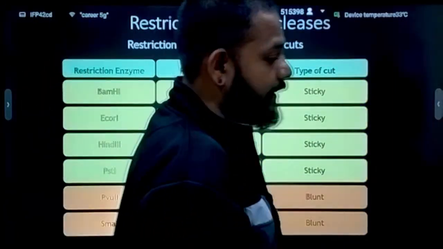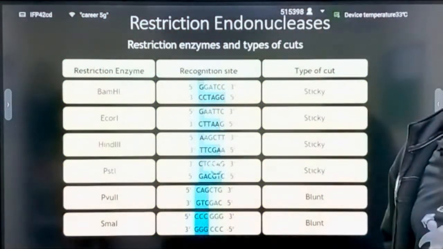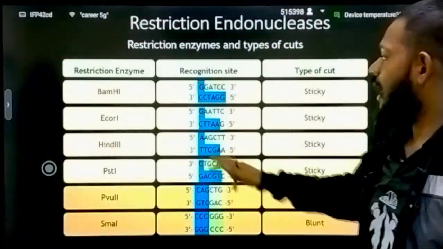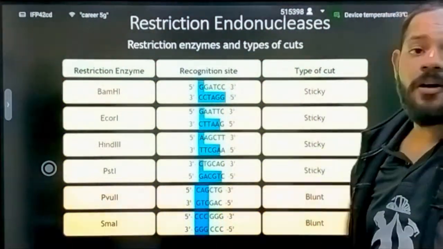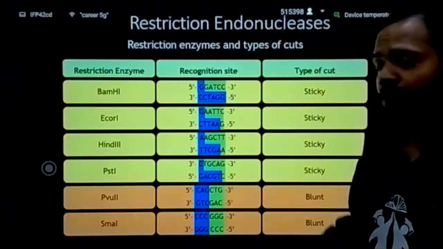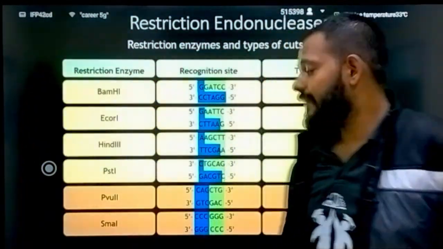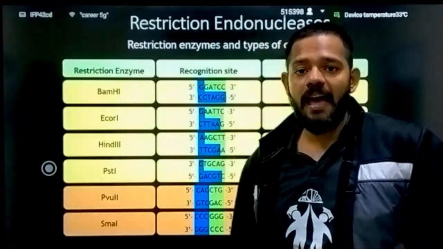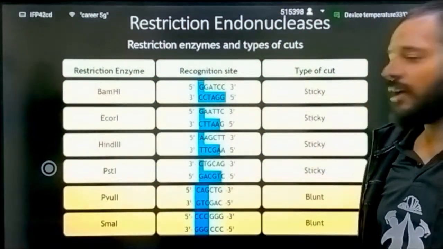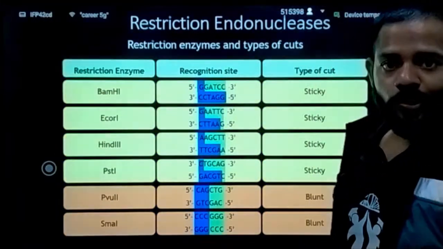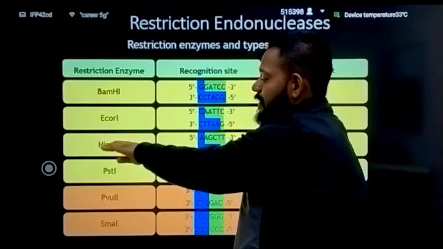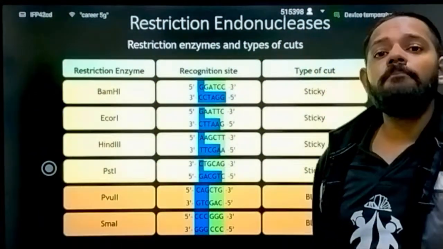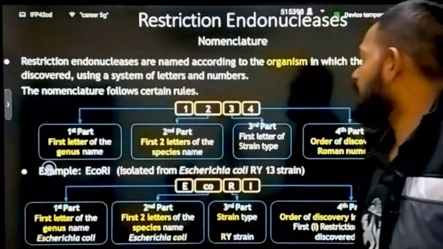So these are different restriction enzymes and their cutting sequences. BamHI forms sticky ends. Then EcoRI also forms sticky ends. Then HindIII also forms sticky ends. Then PstI also forms sticky ends. Then you have PvuII, which forms blunt ends. Then you have SmaI, which also forms blunt ends. These are all different restriction endonucleases: BamHI, EcoRI, HindIII, PstI form sticky ends, while PvuII and SmaI form blunt ends. And these are the recognition sites.